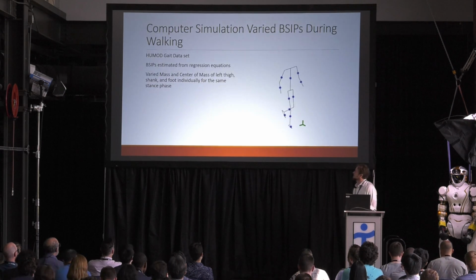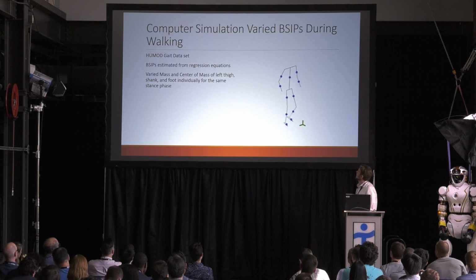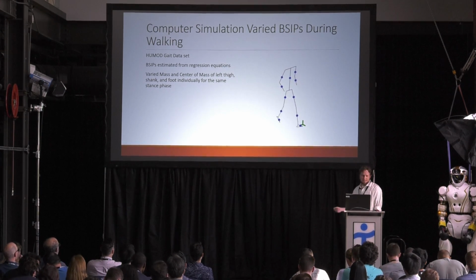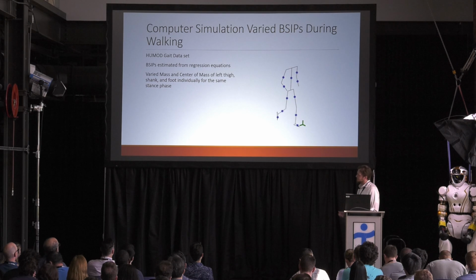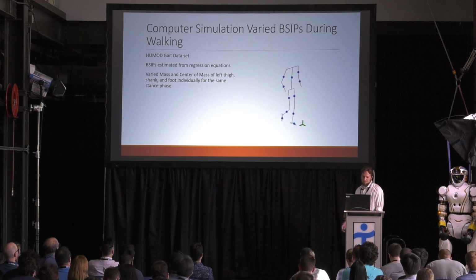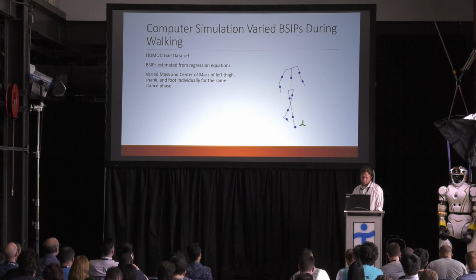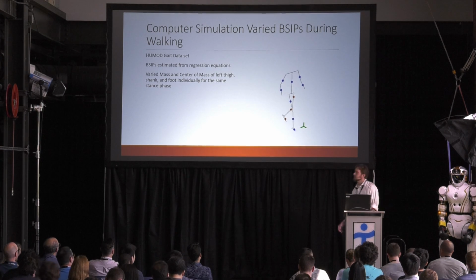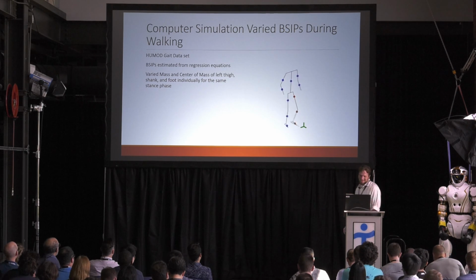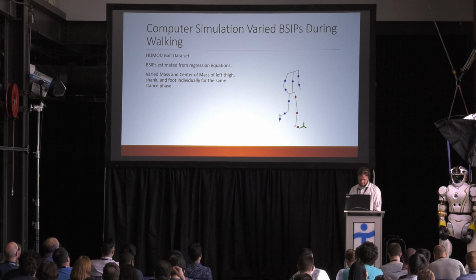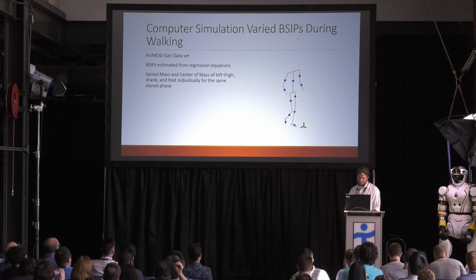We went about investigating this with a computer simulation where I used kinematic data from a public database from HuMoD to animate a link segment model. I got some body segment inertial parameters from a set of regression equations and used that as a baseline condition. Then I varied the position and the mass of the centers of mass on those segments individually over a range of 50% to 150% to see how it affected the progression of the COP under the foot.